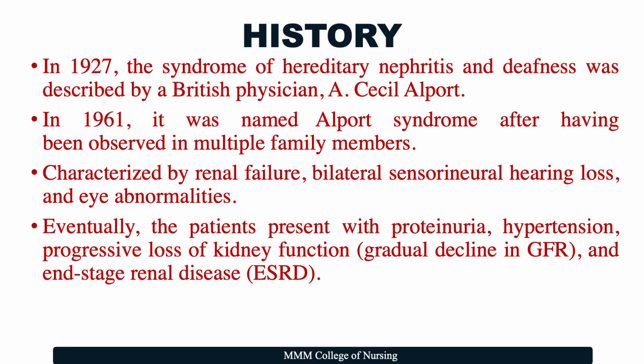Now let's look at the history. In 1927, the syndrome of hereditary nephritis and deafness was described by a British physician, A. Cecil Alport. In 1961, it was named Alport Syndrome after having been observed in multiple family members. It is characterized by renal failure, bilateral sensorineural hearing loss, and eye abnormalities. Eventually, the patients present with proteinuria, hypertension, progressive loss of kidney function, that is, a gradual decline in GFR, and end-stage renal disease.